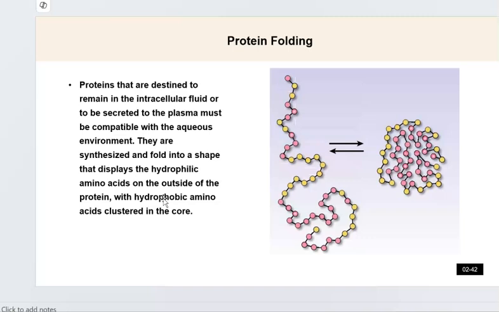So they are synthesized or folded in a specific way and shape that will display the water-loving ends on the outside of the protein with the water-hating ends clustered in the inside. So this here, the yellow is water-loving and the pink is water-hating. Instead of having this protein float through the water like this, which would not work very well, it's going to be folded into this specific structure so that the water-loving parts face the outside and it can travel through the water, so to speak, better. It'll interact with the water better.